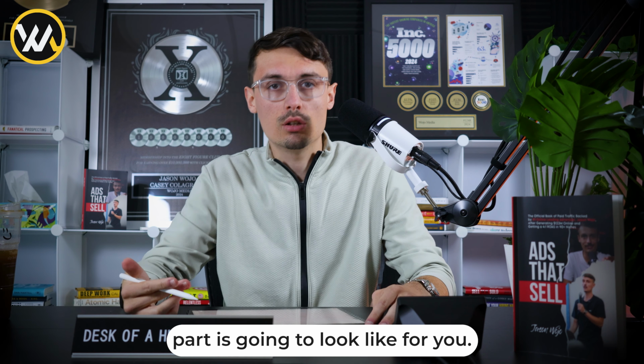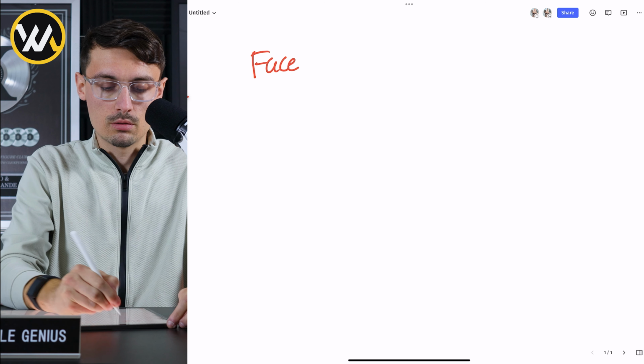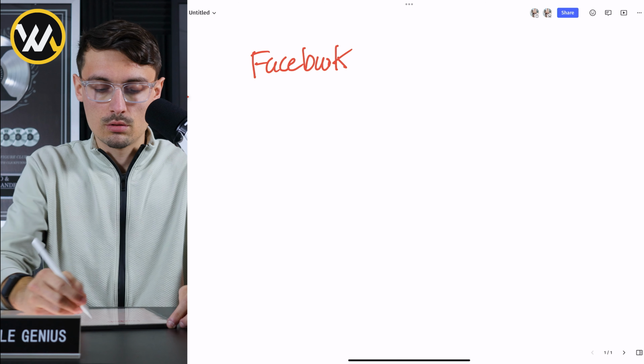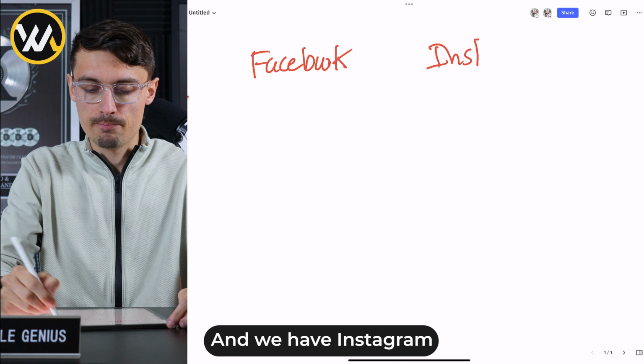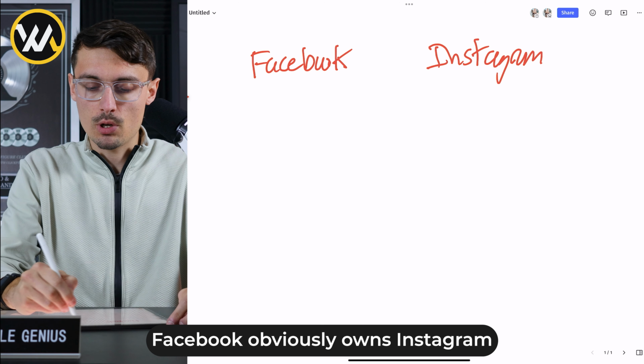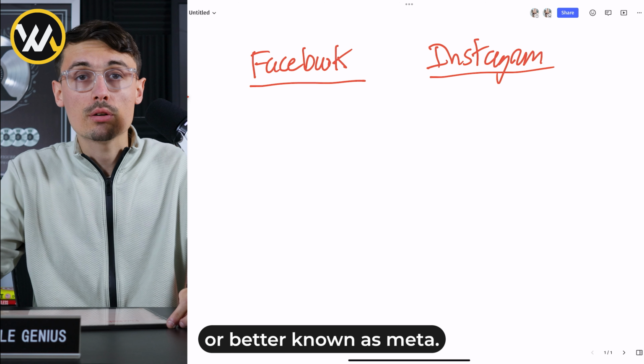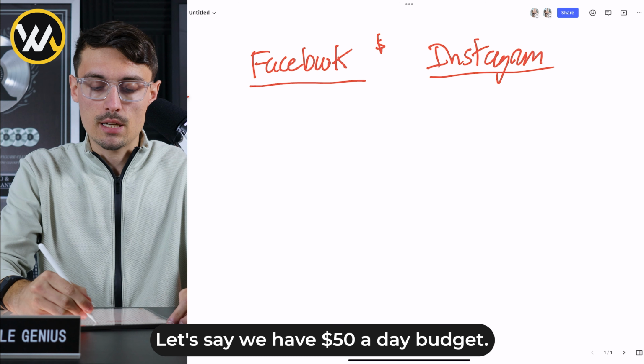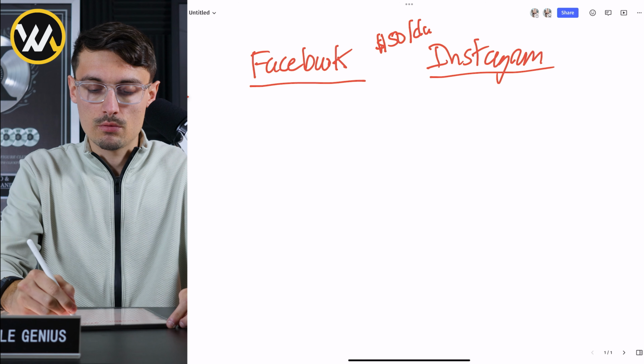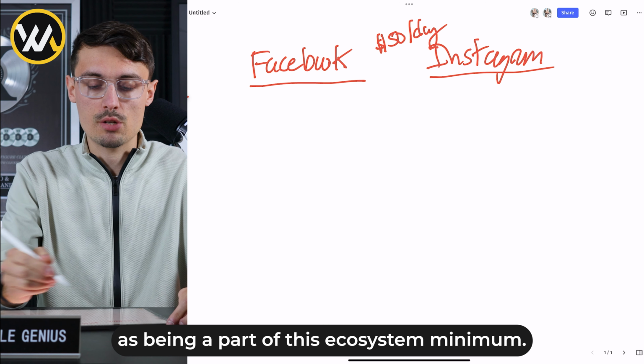So let's say we have Facebook and we have Instagram. Okay. Facebook obviously owns Instagram, or better known as Meta. Now, let's say we have a $50 a day budget. And that's what you're required to spend as being a part of this ecosystem minimum.